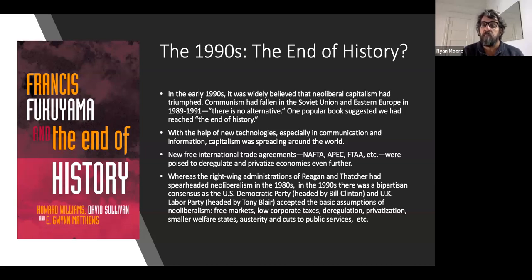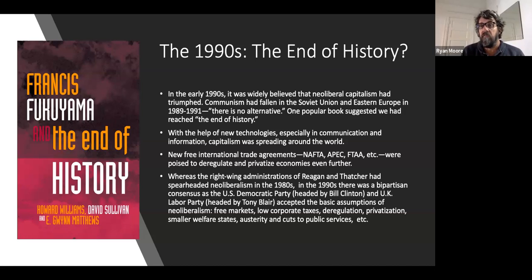of global capitalism. So whereas in the 1980s, the right-wing administrations of Reagan and Thatcher had been at the forefront of spearheading neoliberalism, by the 1990s it had become really a bipartisan consensus, with both political parties on board for this larger project of neoliberalism. In the US, the Democratic Party, headed by Bill Clinton at the time, and in the UK, the Labour Party, headed by Tony Blair, basically accepted the same assumptions and premises that had once been driven more by the conservative political parties.